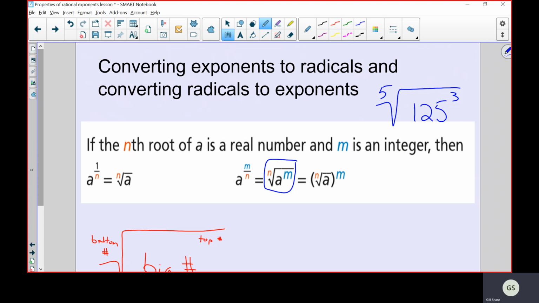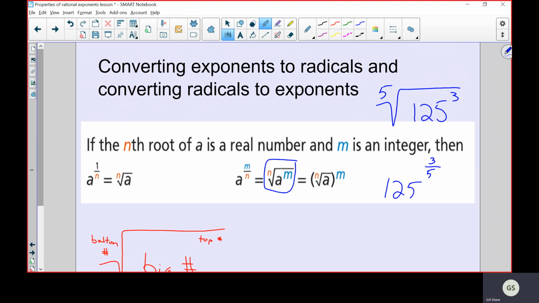So if I were going to rewrite this, I would say, okay, my base number is still going to be my base number, my big number. My exponent is going to be the top number in my fraction. That's going to be in fraction form. And the root is going to be the bottom number of my fraction. That's it. That's the lesson.